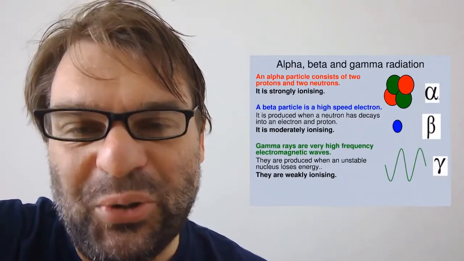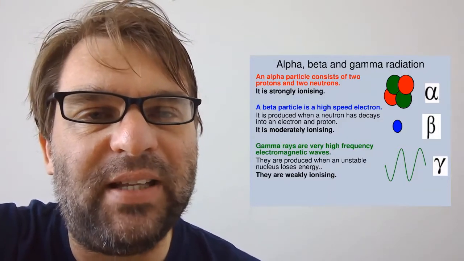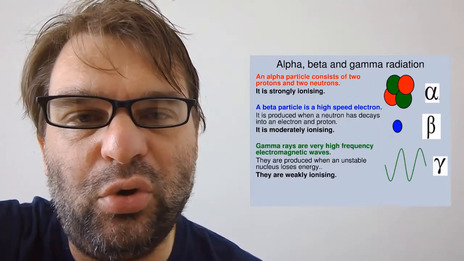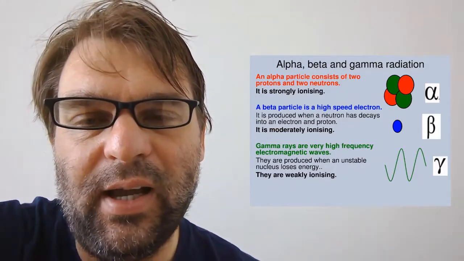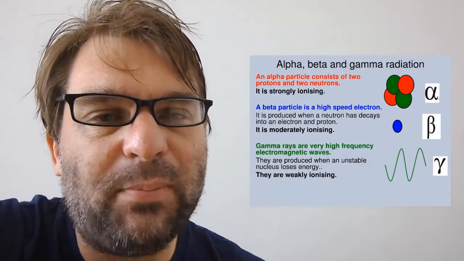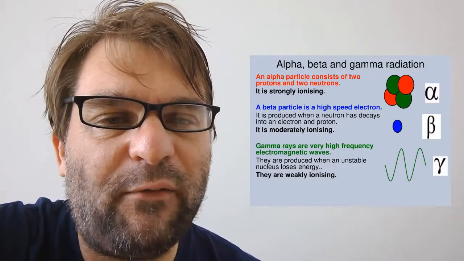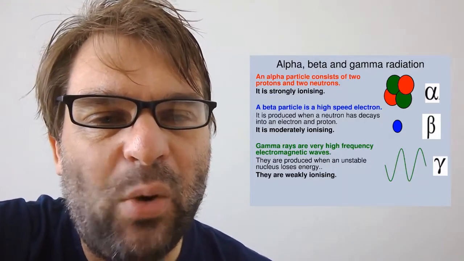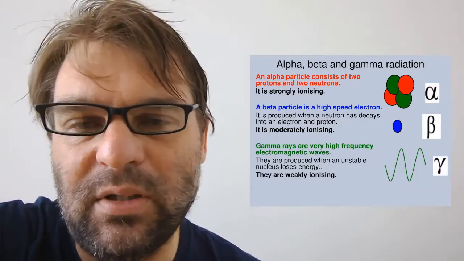So there are 3 types of ionizing radiation: alpha, beta, and gamma radiation. The alpha particle consists of 2 protons and 2 neutrons, and that is strongly ionizing. It really likes to rip electrons off adjacent atoms. A beta particle is a high-speed electron. It's moderately ionizing. And then we have gamma rays, which are high-frequency electromagnetic waves, which you've already seen in the waves topic, and they are weakly ionizing. You can see their symbols there, the Greek alpha, beta and gamma symbols.